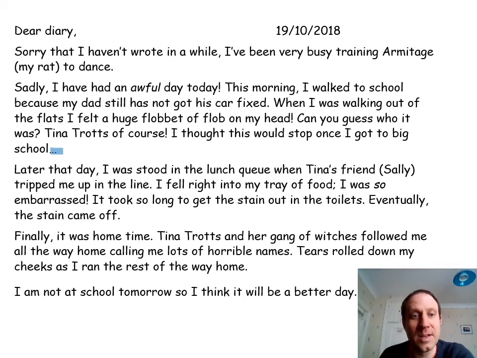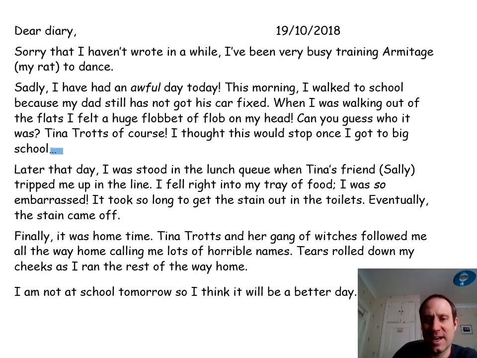That looks good. Later that day, I was stood in the lunch queue when Tina's friend, Sally, extra information, use brackets, tripped me up in the line. I fell right onto my tray of food. I was so embarrassed. It took so long to get the stain out in the toilets. Eventually, the stain came off. Do you know what? I don't like that.